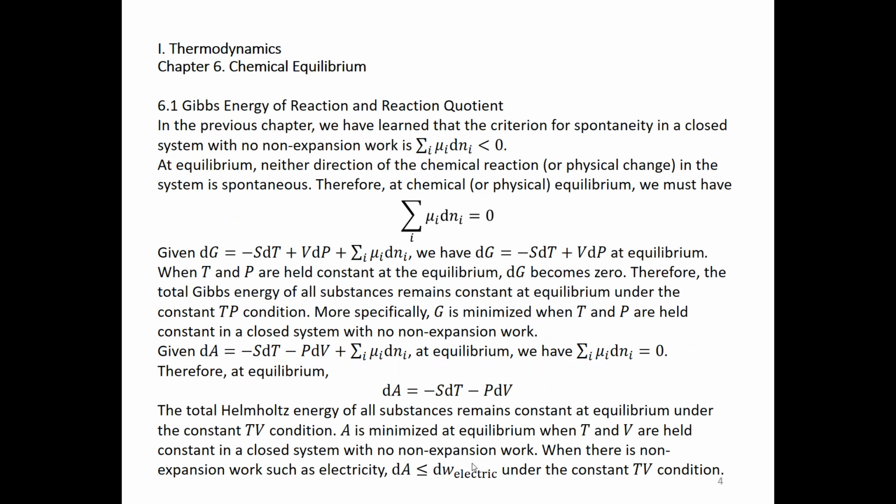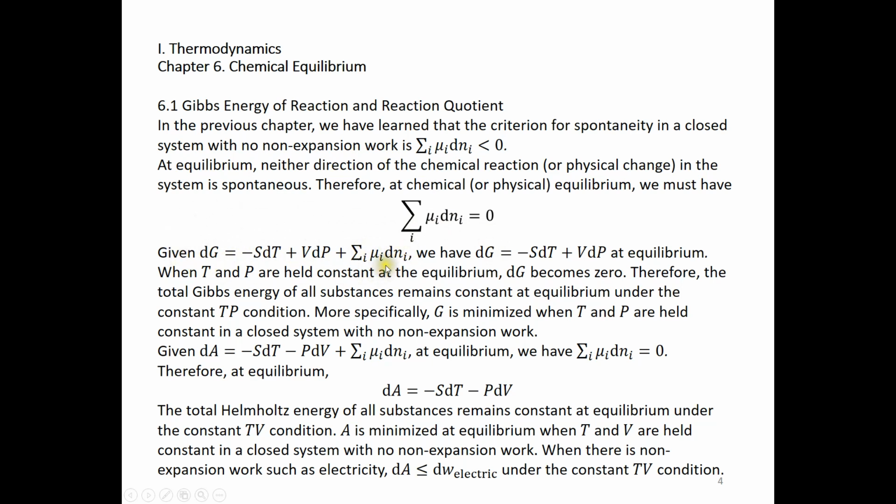In the previous chapter, we have learned that the criterion for spontaneity in a closed system with no non-expansion work is unified to this: the sum of mu i dn i is less than 0. At equilibrium, neither direction of the chemical reaction is spontaneous, and therefore the sum of mu i dn i should be equal to 0 at this chemical equilibrium. Now we have this equation, and we also have dG is equal to negative S dT plus V dP plus the sum of mu i dn i.